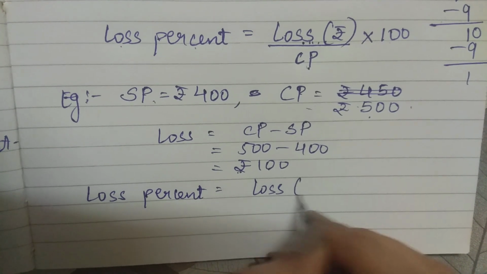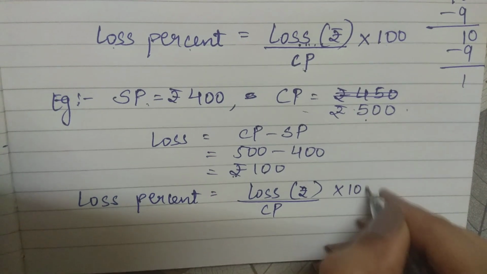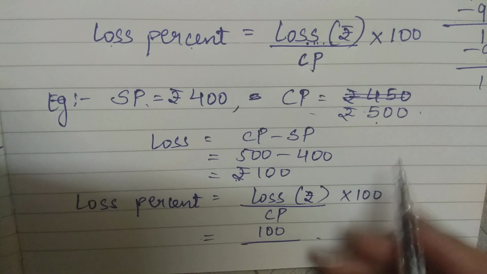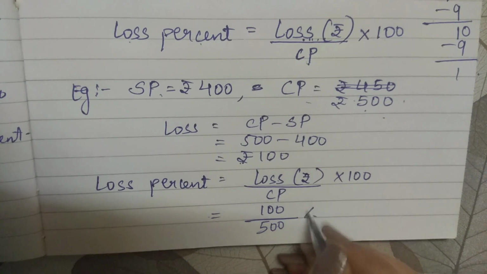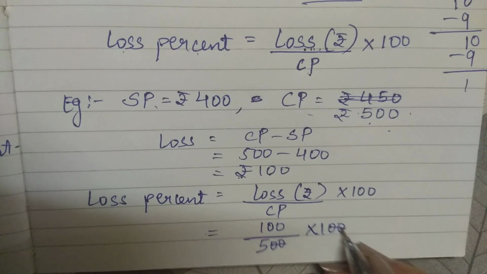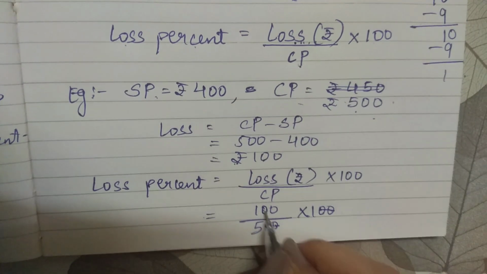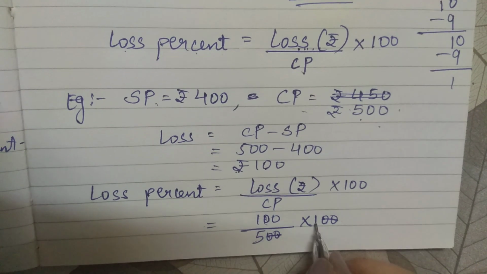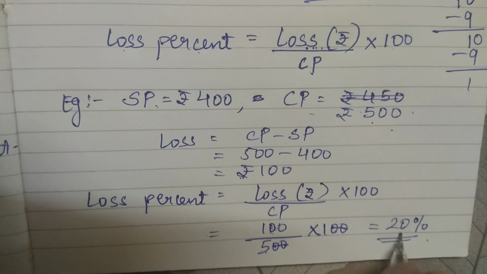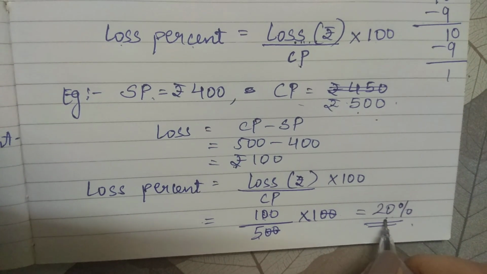equal to loss as per the formula, which is in rupees, upon cost price into 100. So loss is how much? 100 rupees. Cost price is how much? 500. Multiply by 100. 0 0 cut. Now whenever we are doing cutting, one from numerator, one from denominator. We can't cut numerator and numerator. Okay. So 100 ones are 100. 100 divided by 5 is 20%. So how much is the loss percent? 20%. So in rupees it is 100 rupees and in percent it is 20%.